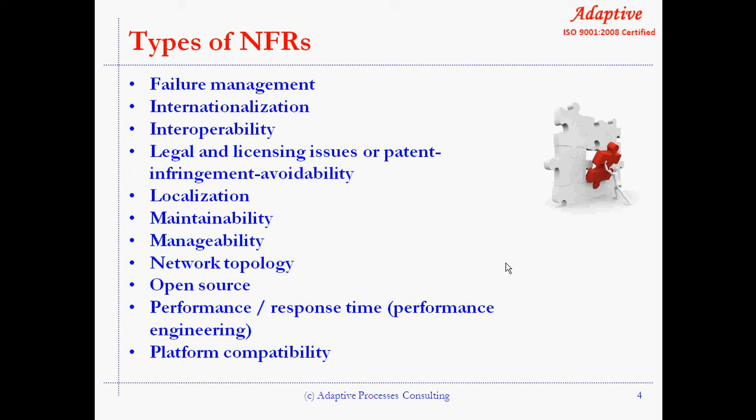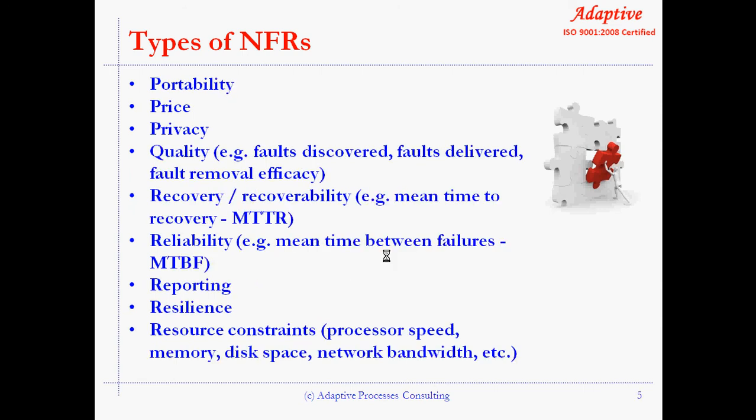Whether the product is planning to use any open source tools or open source aspects, or it is to be developed as an open source application. Performance requirements are pretty much known to most developers. This is basically the response time. Platform compatibility, again, as we said, the ability to run on multiple platforms, be it hardware, software, operating system, or databases. Portability is again the same, the ability to port from one system to another.